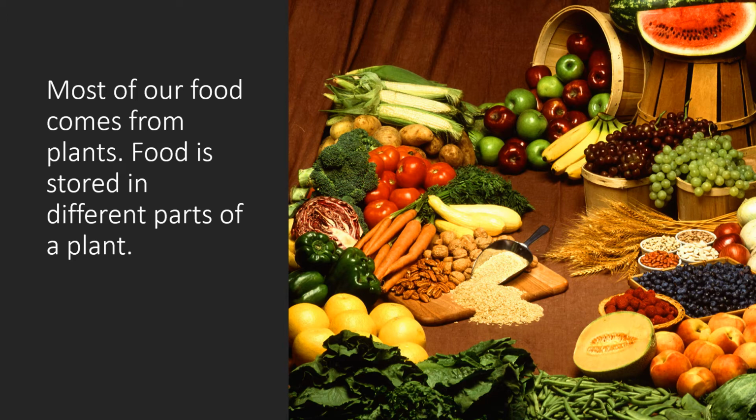As we are all vegetarians, we surely know that most of our food comes from plants. But children, this food that we eat is stored in different parts of the plant. Sometimes we eat the roots of the plant, sometimes the stem, sometimes the leaves, the fruits, or the flower. Let us read the text now. Most of our food comes from plants. Food is stored in different parts of a plant.